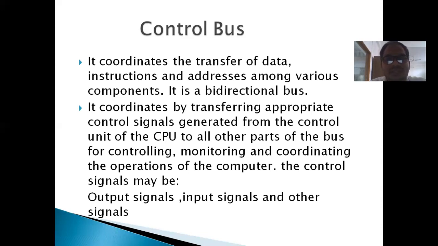It coordinates by transferring appropriate control signals generated from the control unit of the CPU to all other parts of the bus for controlling, monitoring, and coordinating the operations of computers. And what are the control signals? These may be output signal, input signal, and other signals. This is the control bus.